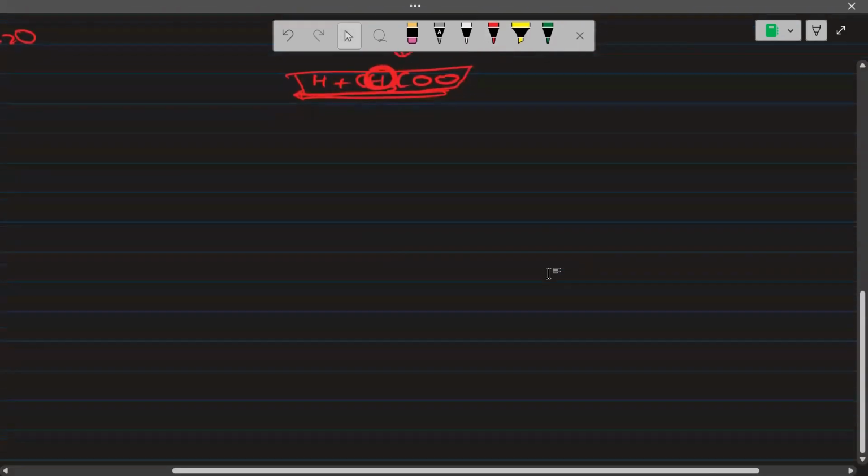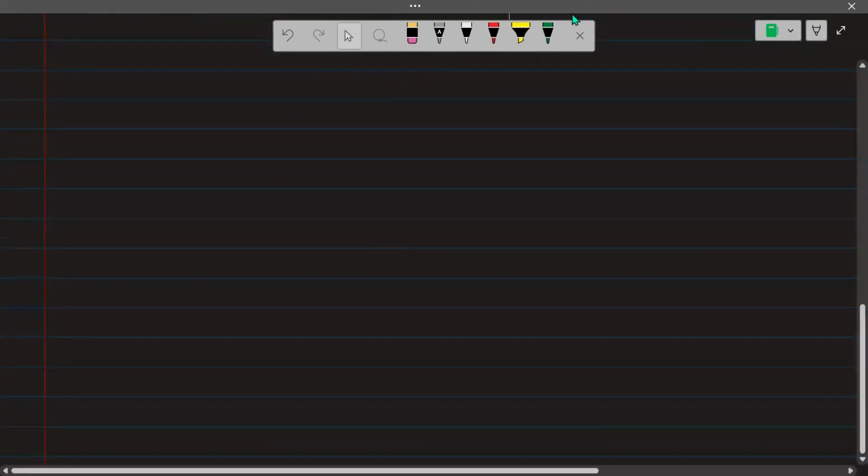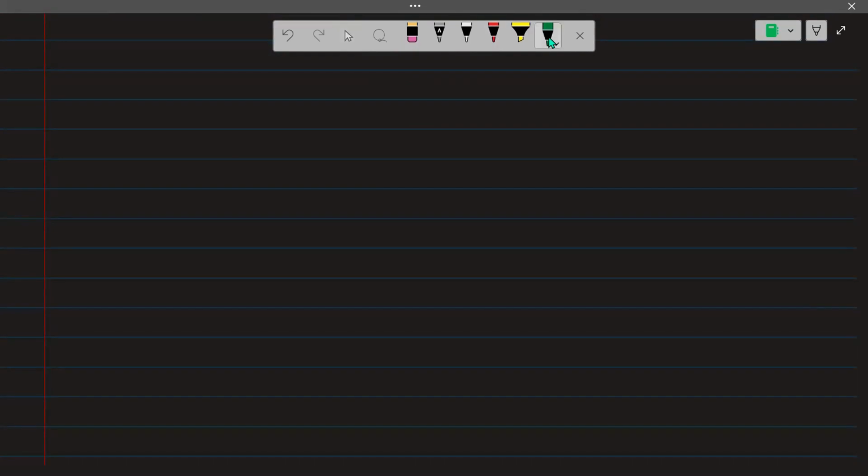Now, let's do the properties of an acid. So, what are the properties of an acid? The first property of an acid is that acids have a sour taste. Okay, and the second property of an acid is that acids dissolve in water to form solutions which conduct electricity.